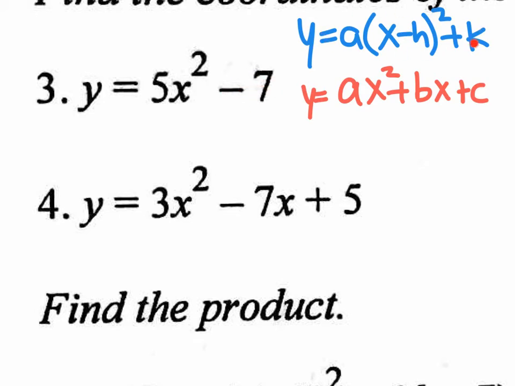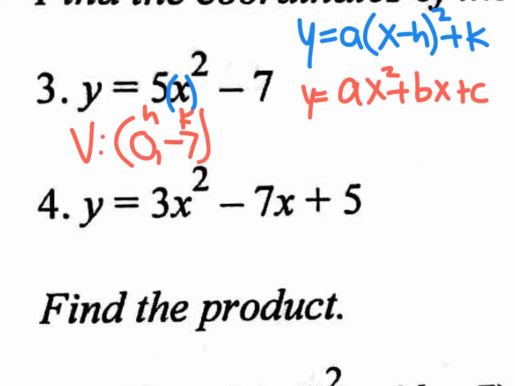Or you could even look at it in vertex form. Vertex form has the h value in parentheses with x. So what is the h value right there on number 3? So to state the vertex, we know that our h value, remember the hk value is actually your vertex. So looking at h, which is 0, and looking at k, which is negative 7, boom, you're done. You found the vertex. Easy peasy, right?